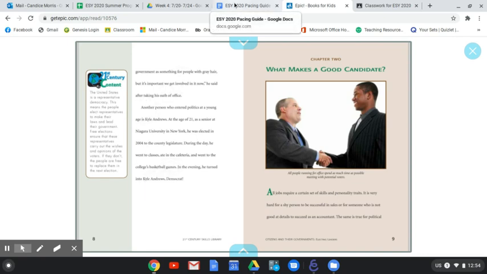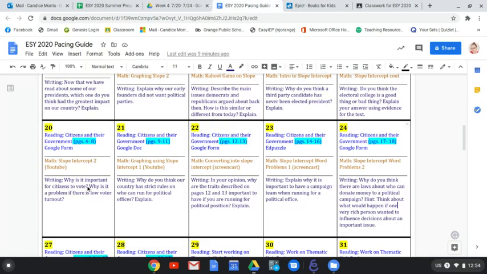For today's writing assignment, you will be writing about why it is important for citizens to vote. And another question, why is it a problem if there is a low voter turnout, meaning that there's not a lot of people that vote? So why is that a problem? It's kind of like 2 questions, but that's going to be your writing prompt that you're going to write in your writing assignment for today. Writing reflections.